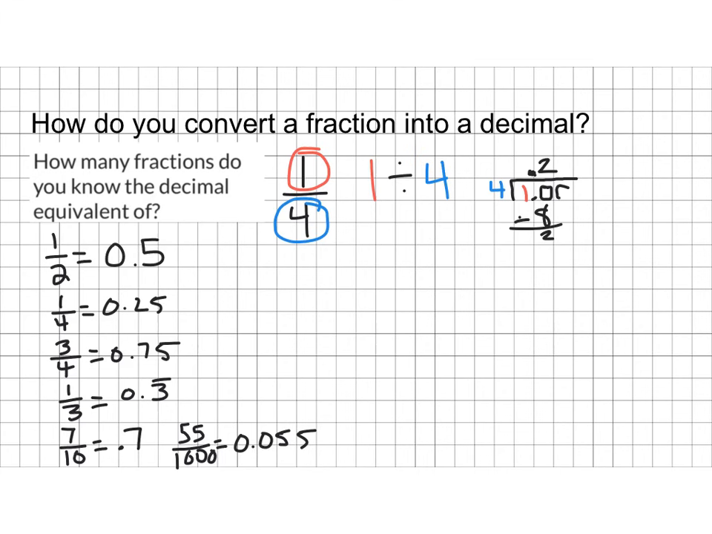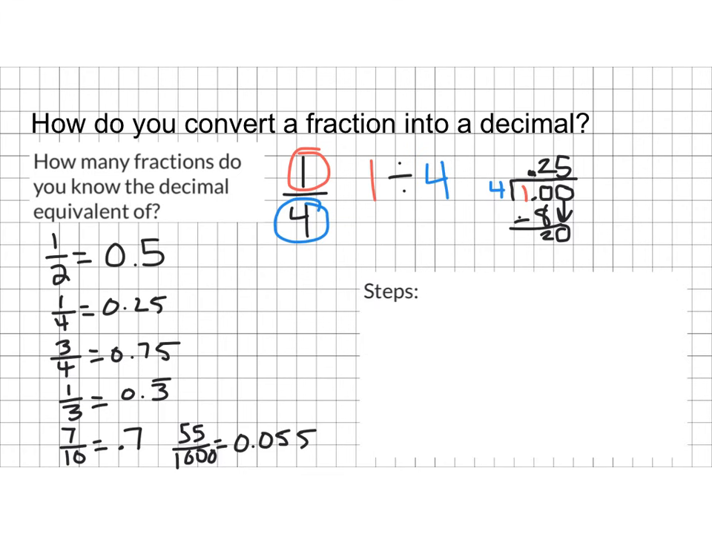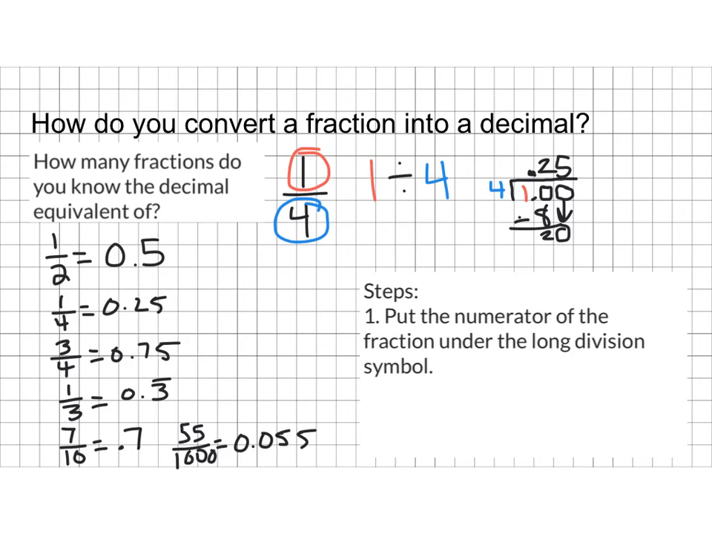And we're not done yet, so we need to bring down another 0. And 4 goes into 20 five times. Look at that, 0.25, 25 hundredths, equivalent to 1/4. So it looks like this strategy works. So let's write down the steps.